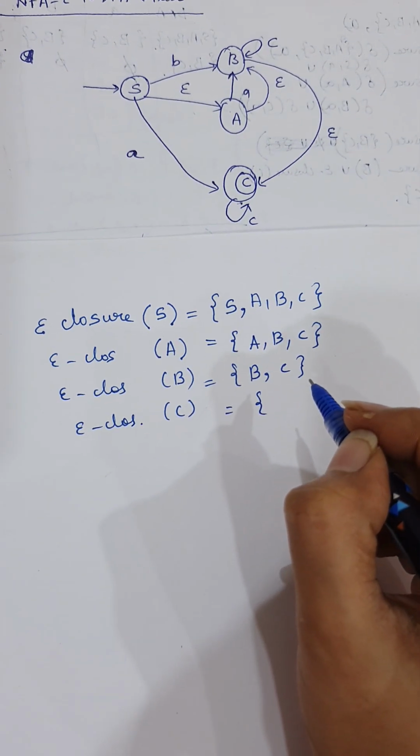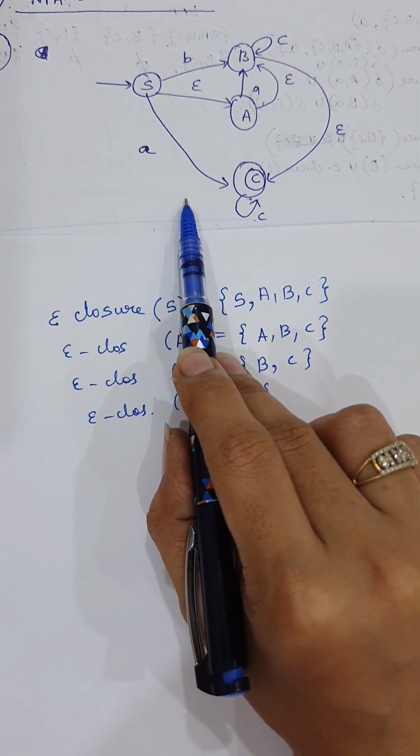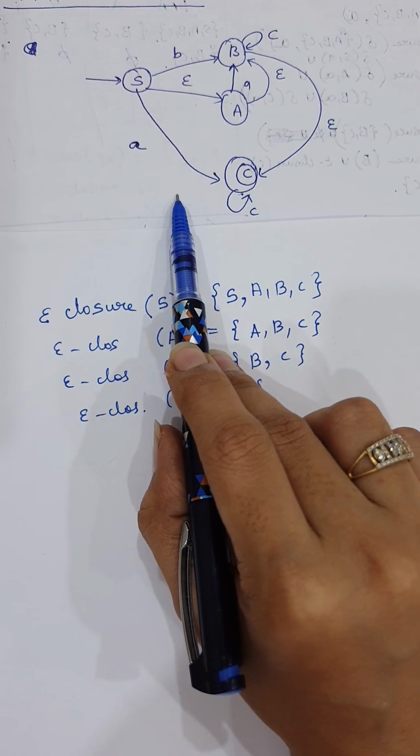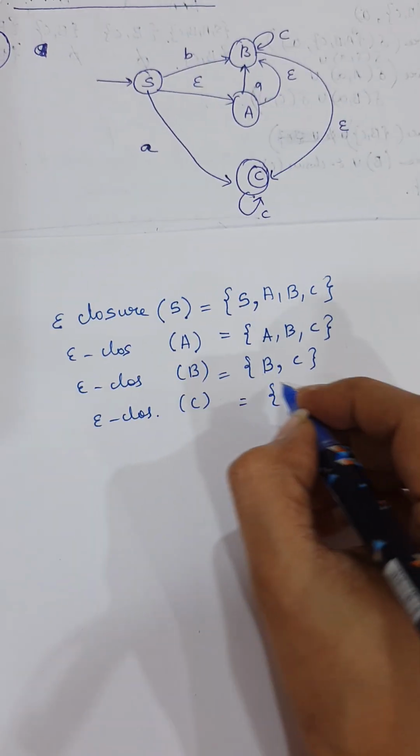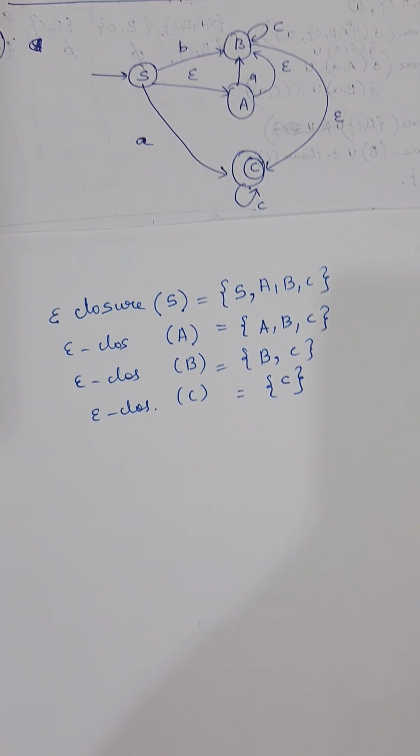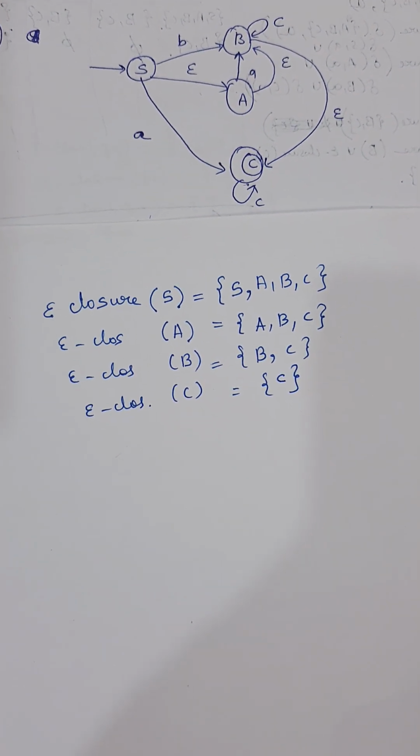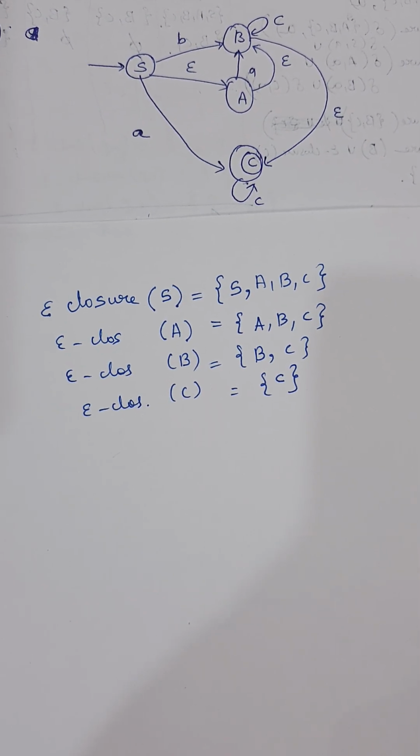Epsilon closure of C. Now C, there is no outgoing epsilon transition, so we cannot reach any other state following the epsilon transition. So only the state itself. These will be the epsilon closure values for all the states which are given in the NFA.